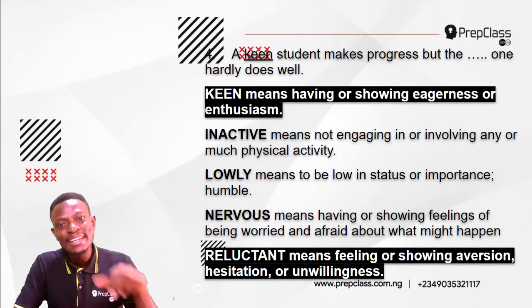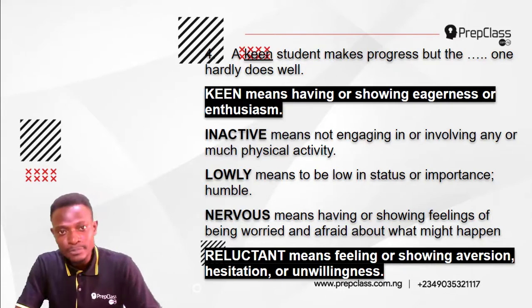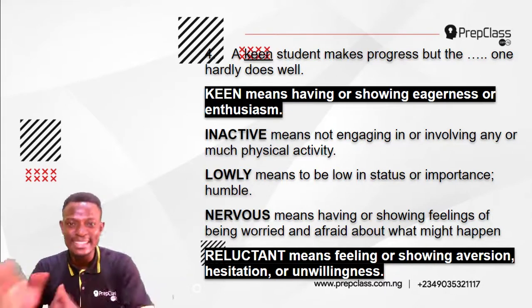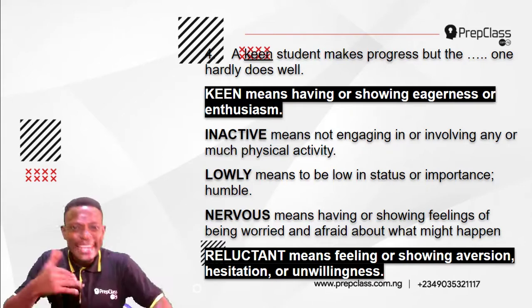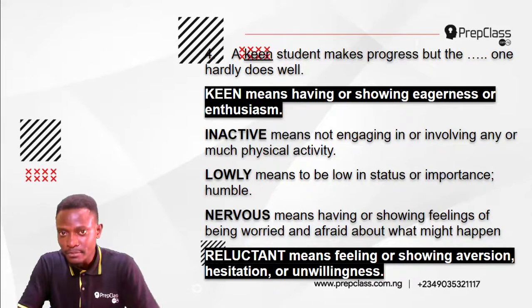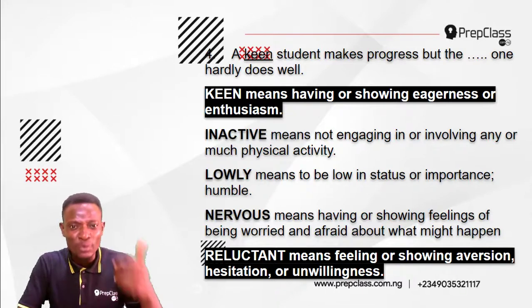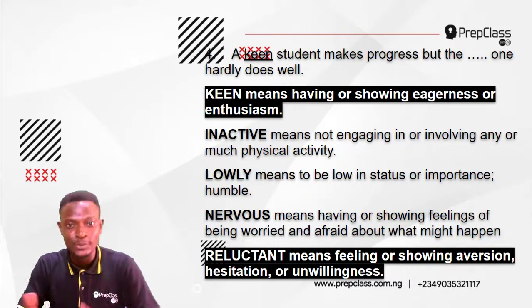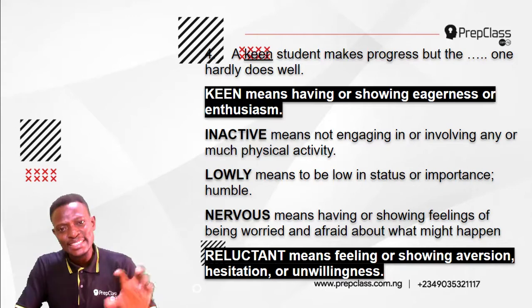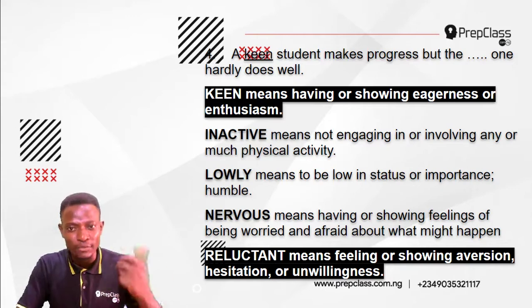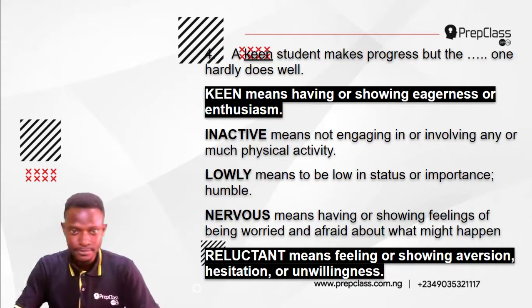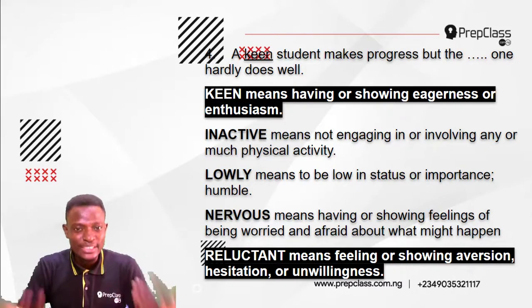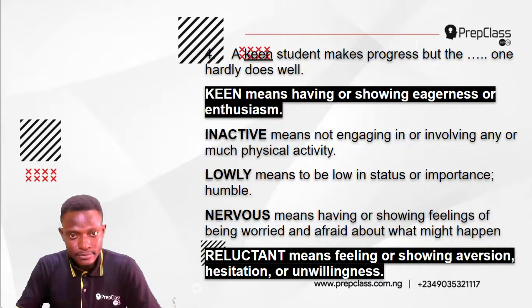Now, keen means having or showing eagerness or enthusiasm. A keen student is an enthusiastic student. So which of these options is the most nearly opposite in meaning to keen? Option A, inactive. Inactive means not engaging in or involving in any or much physical activity. So when you are inactive, you are not performing anything.